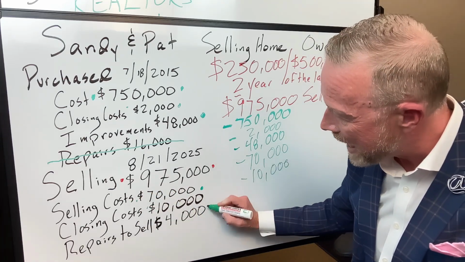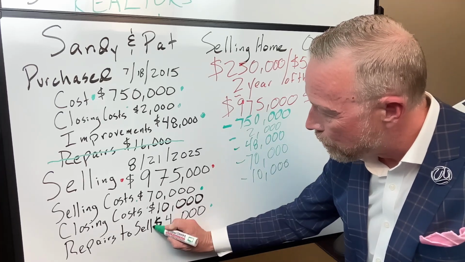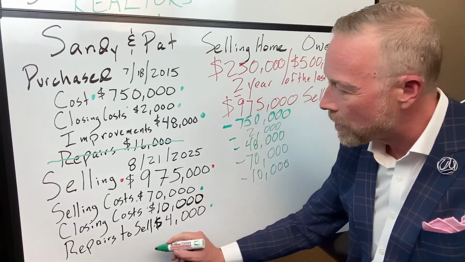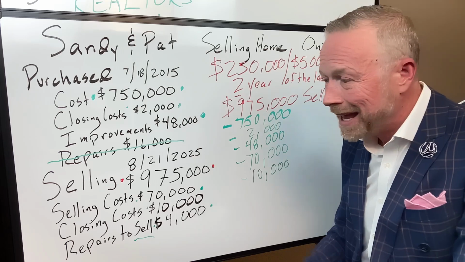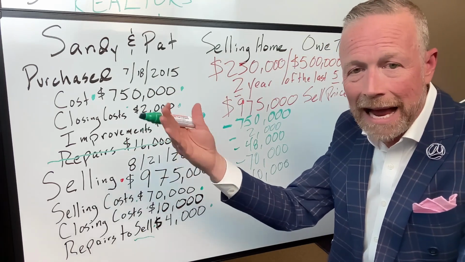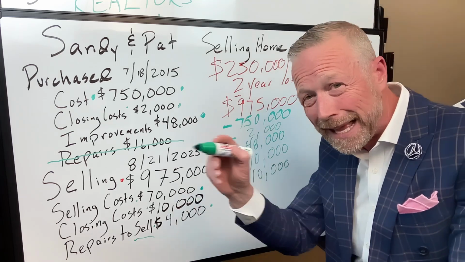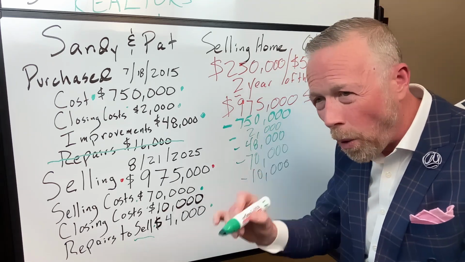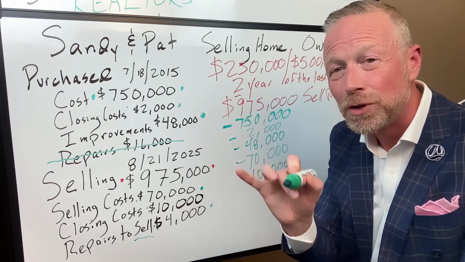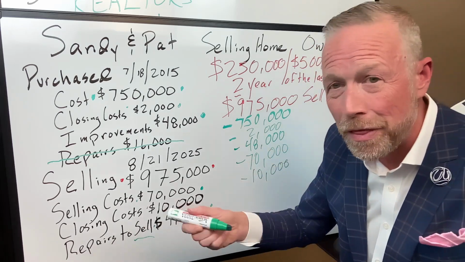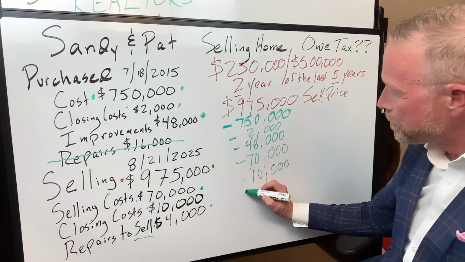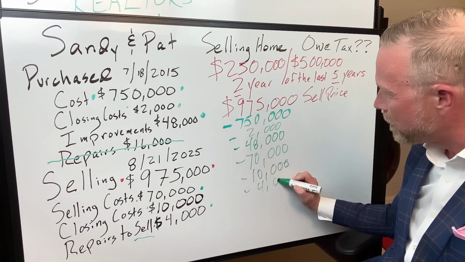But let's say that they needed to make $4,000 in repairs to sell it, meaning they said, oh, I didn't know that I had to repair that. And the person who's buying the property says, well, I'm not going to buy it unless you repair that. So the only reason they did the repair was to sell it, okay? So then those repairs would count. So we get to subtract $4,000.